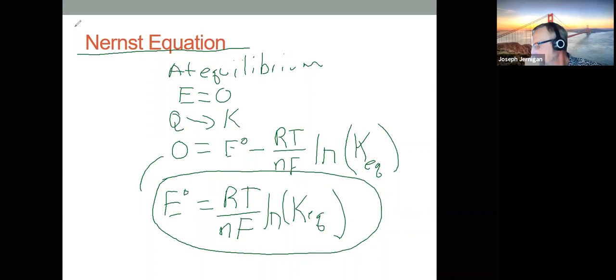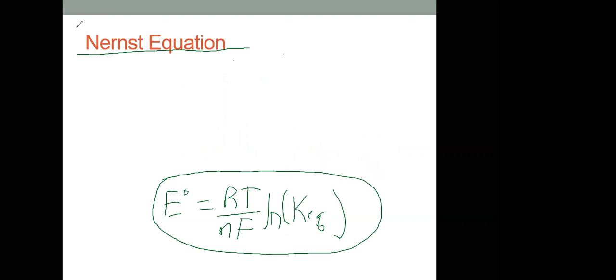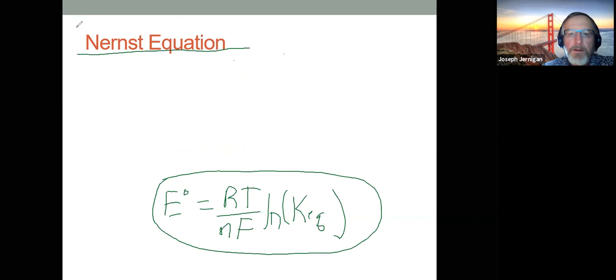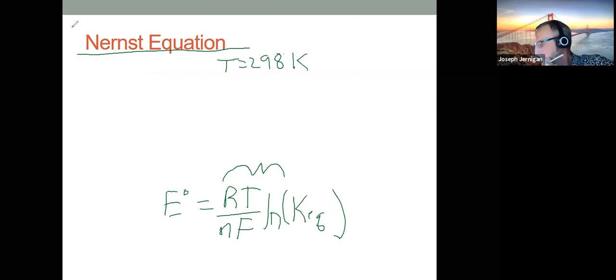I'm going to do a couple of other manipulations here too. Let me erase this. The other thing about this RT over NF is that you can plug in standard conditions. For standard conditions, T is equal to 298 K. That's T.